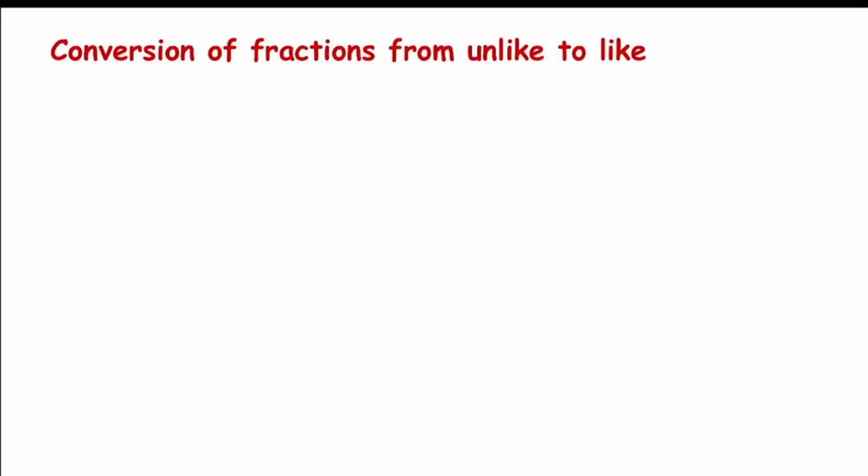Now next is conversion of fractions from unlike to like. Here we are given two fractions which have an uncommon or different denominator. How to make them common? For that we will take the LCM of these two numbers. So the LCM of 4 and 7. As we know, these two numbers are co-prime because there is no common factor between them. So the LCM will be 4 times 7, which is 28.